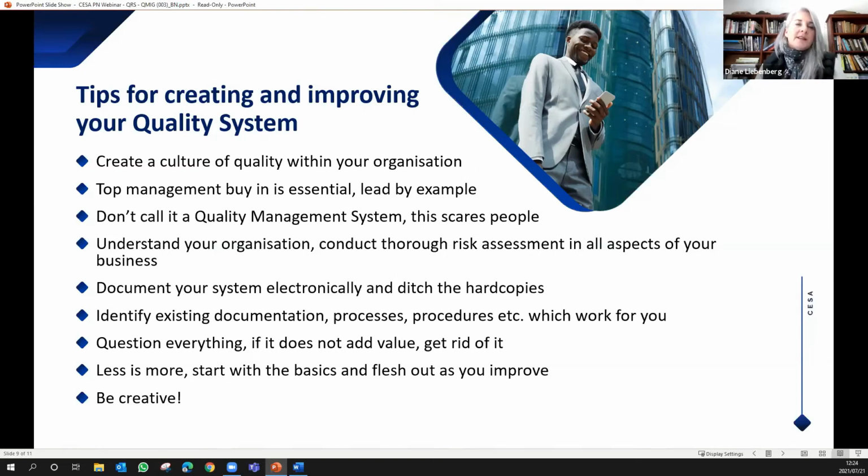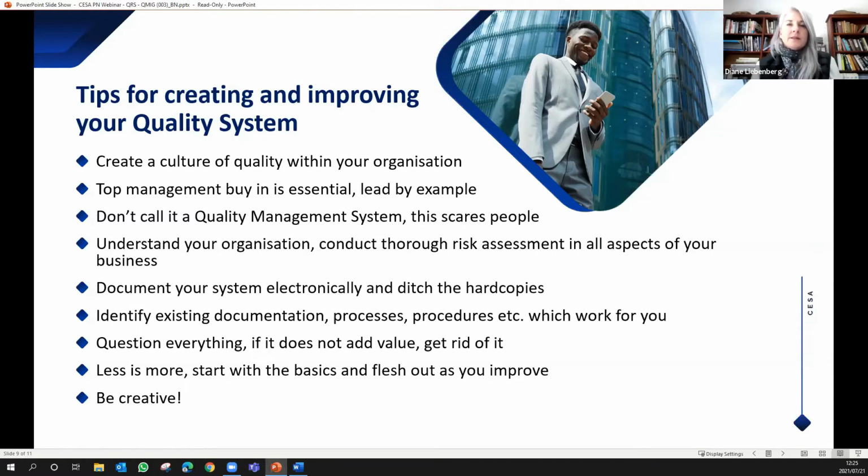The third point is, do not call it a quality management system. This scares people. I rather like to call it a business management system or an integrated management system. By doing this, you can also incorporate a lot of other management systems into one. So basically this speaks to the CISA requirements. You can pull in your business ethics. You can pull in project sustainability. You can also then expand your system to include health and safety or environmental issues.